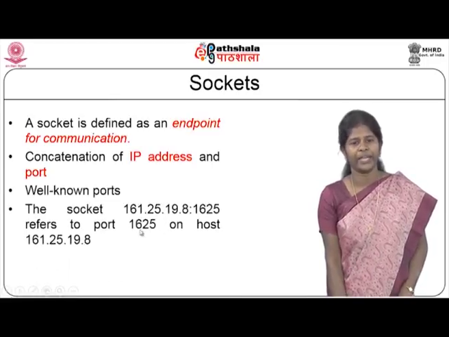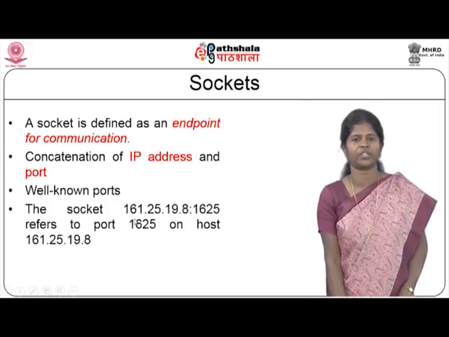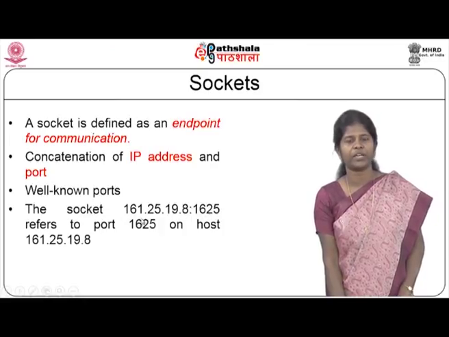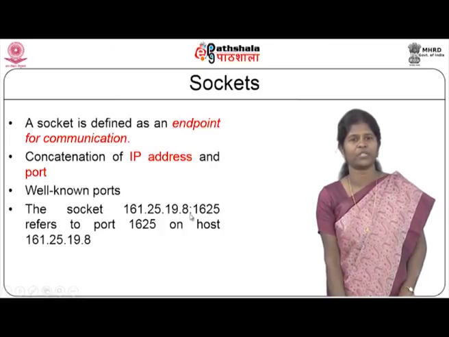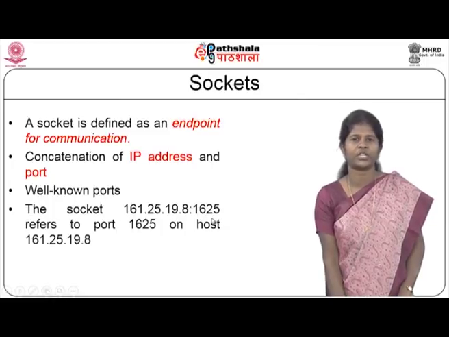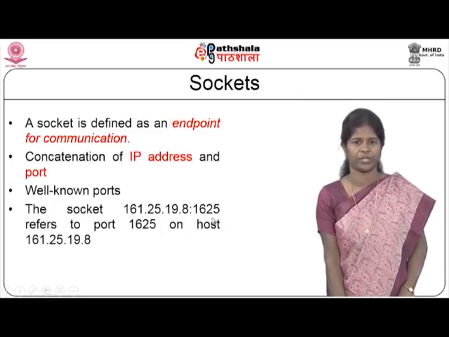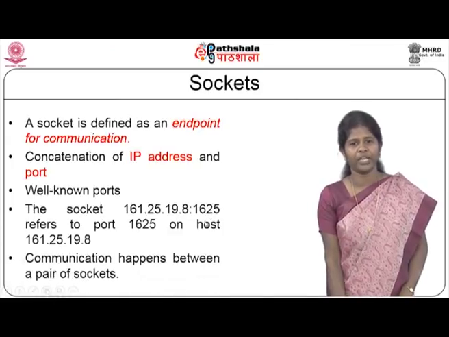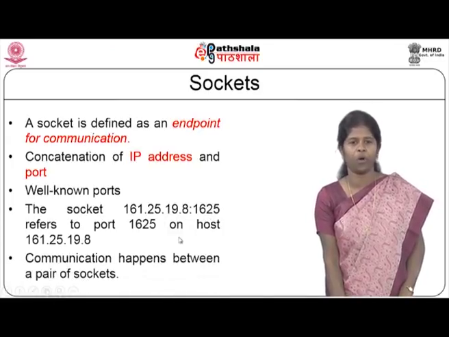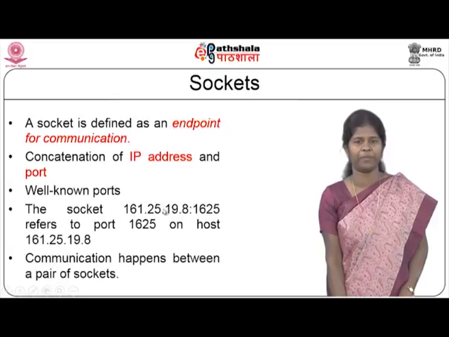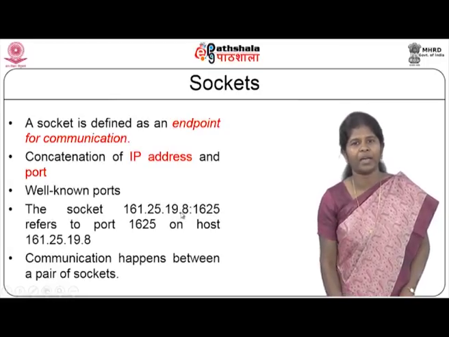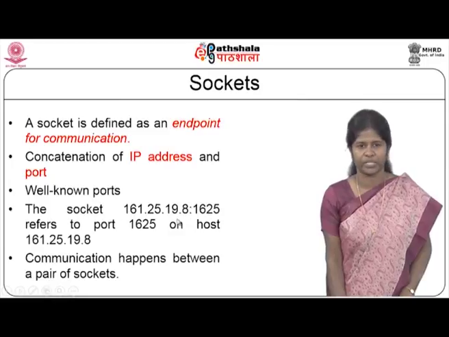Say you have a socket which is a combination of, say, 161.25.19.8 and 1625. This means that 161.25.19.8 is the IP address of one machine and 1625 is the port which runs on that particular machine. And communication happens between this port on this machine, and very similarly the other machine will also have a similar IP address and a port number, and communication will happen between these two sockets.